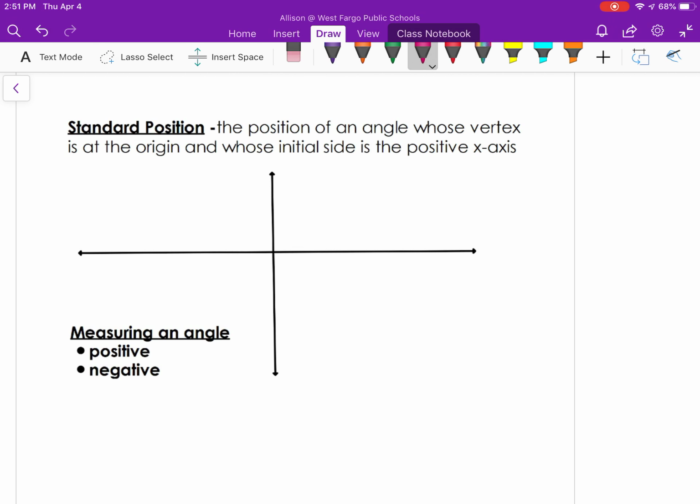A little bit of vocab. There's lots of vocab in this unit, so the more we practice it, the better it'll be. We're going to talk about standard position. An angle is in standard position when the vertex is at the origin and the initial side is on the positive x-axis. So that means that your vertex is at 0, 0, and the angle starts at the positive x-axis. So this is the initial side or the starting side.